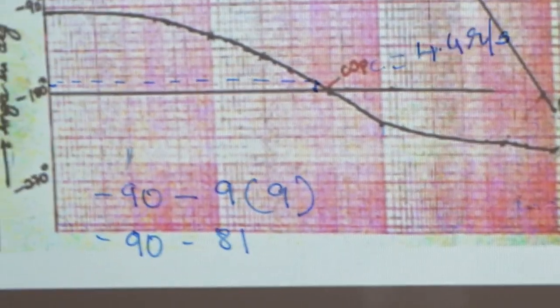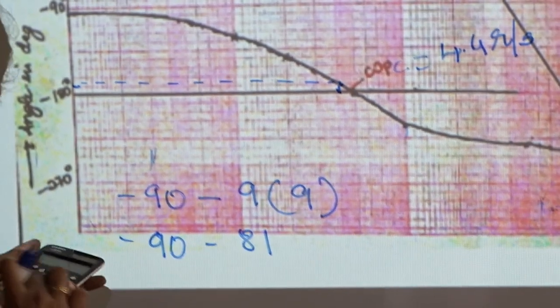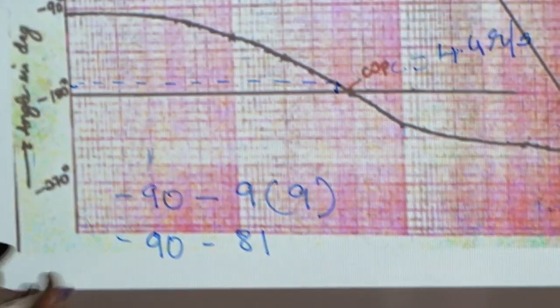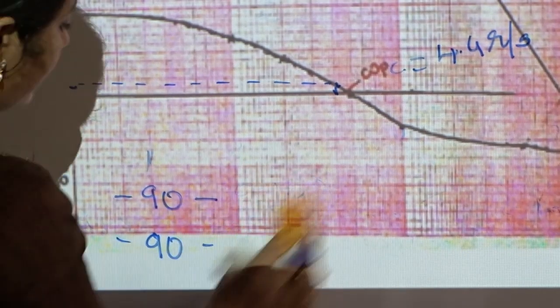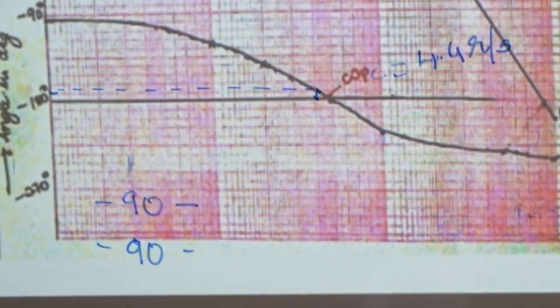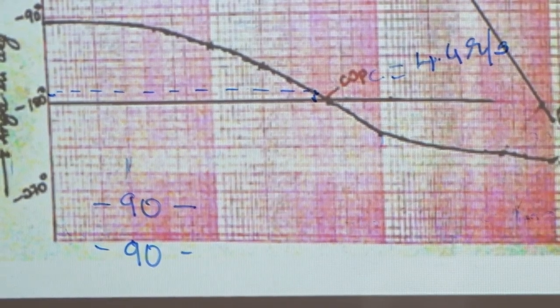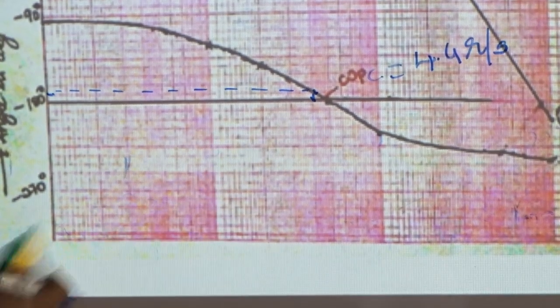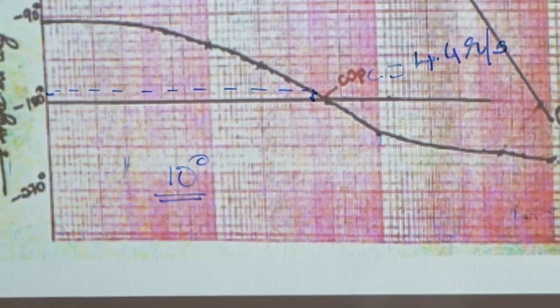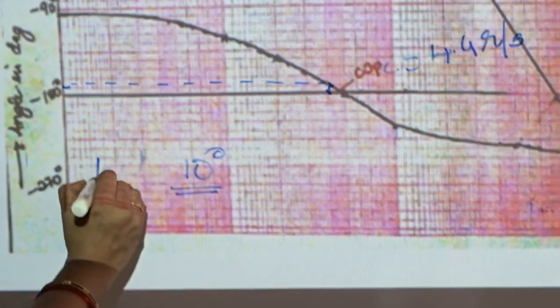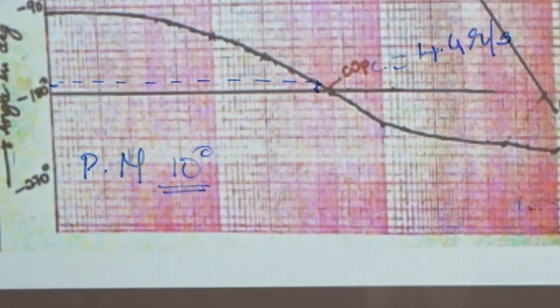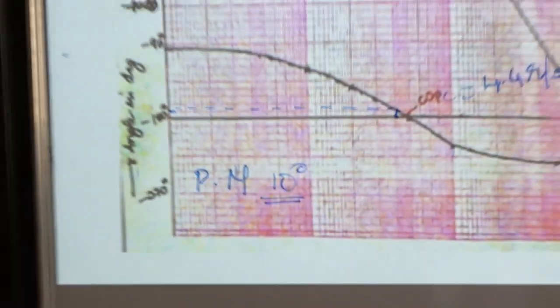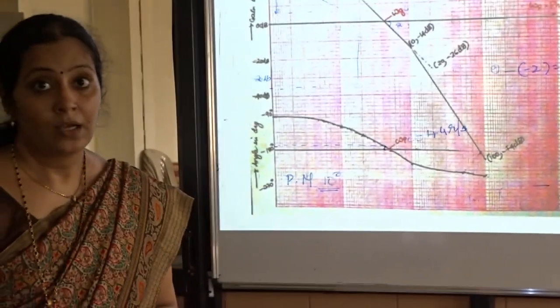So now you find out the difference. When you find out the difference here, you get around 9 or around 10 degrees. Approximately 10 degrees will be the phase margin. You can see that for different values you have to calculate and see. This completes the problem.